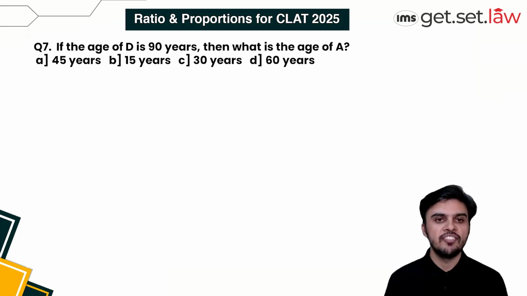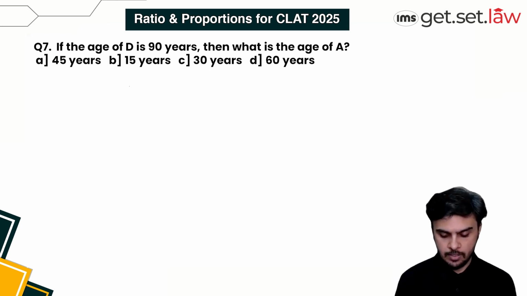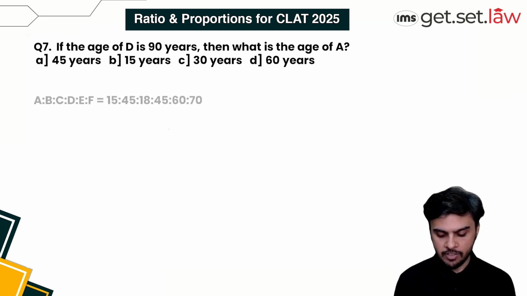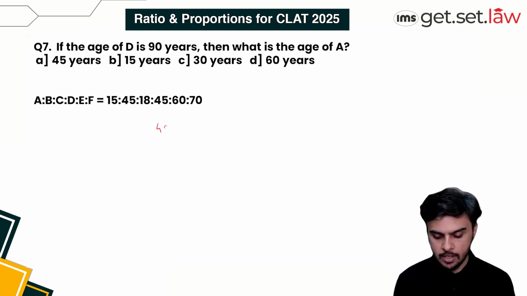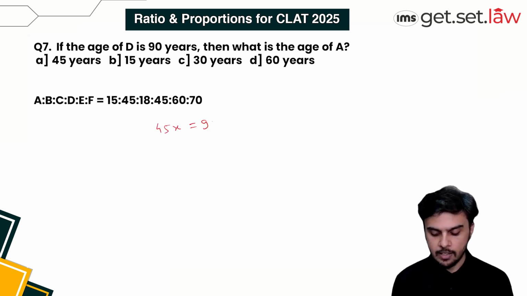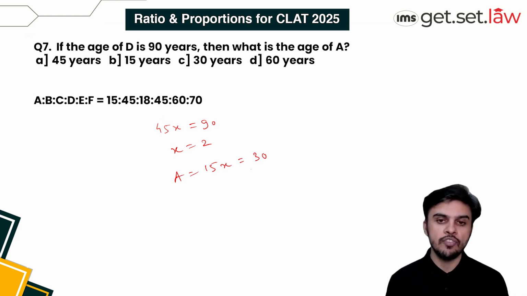Next question. If the age of D is 90 years, then what is the age of A? We have the ratio, age of D 45x is equal to 90 years. So x is equal to 2. Age of A is equal to 15x. So 15 into 2 is 30 years. Age of A will be 30 years. So the correct answer is option C.